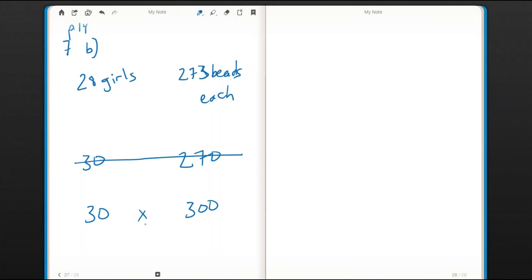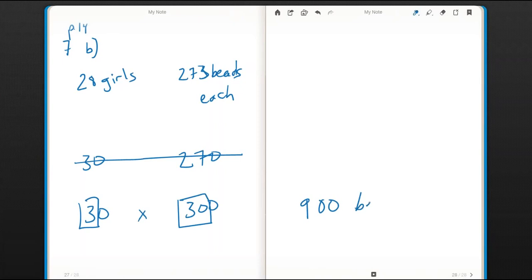And so if 30 girls each have 300 beads, that is 3 tens and 30 tens. 3 times 30 is 90 tens. That means there are 900 beads. Okay, again, find whatever units they have in common. I don't have 300s in the girls, I just have 3 tens. So if I'm going to talk about tens, I have 3 tens and 30 tens. And 3 times 30 is 90, or 90 tens.